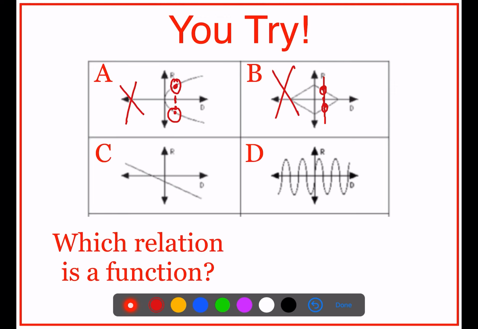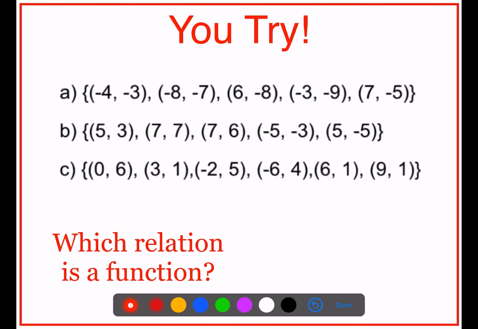However, if I look here, each of these x values only maps or is paired with one other value. So this is a function. And if I look here, the same thing is happening. Each of these x values are only mapping with one other y value. So these two bottom relations are functions.